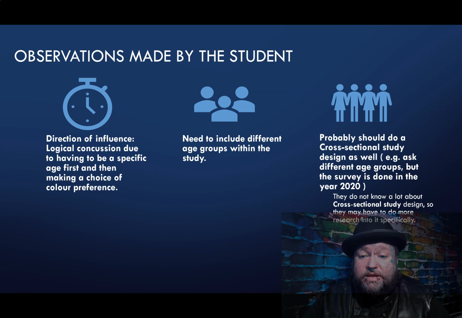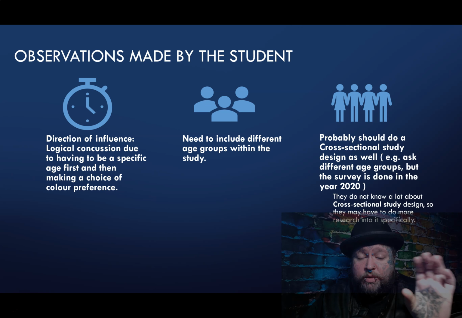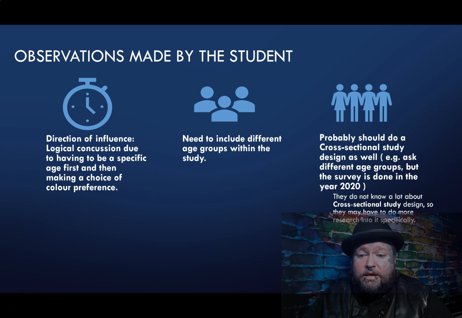Dealing with the direction of influence, this is kind of a logical conclusion one. This is not one where you need to show which one was first, temporally. It's logical that you have to have a specific age first before making the choice of your color preference. It's not the color preference making your age. Or not, who knows. But from here, no, it's a logical thing. First I'm this age, and then I say what my color preference is. And so the direction of influence is kind of implied. You could say it in your write-up, but this is an implied case.